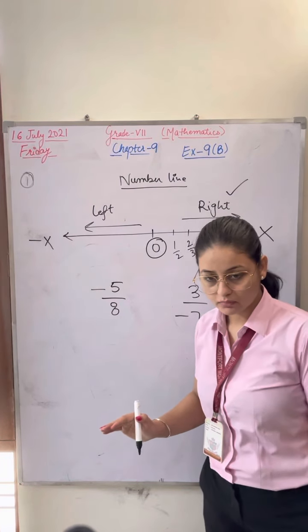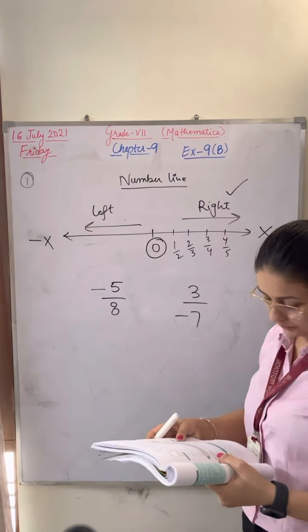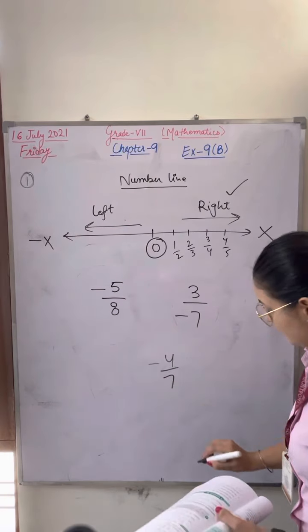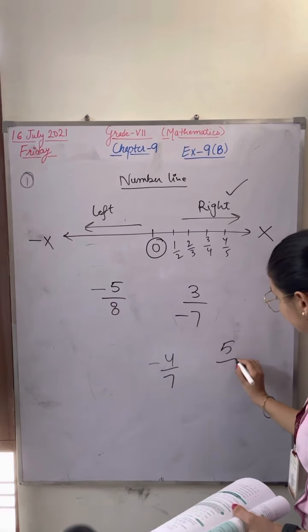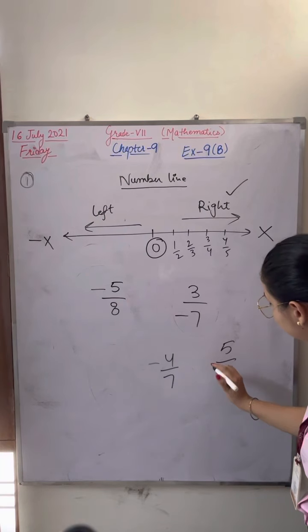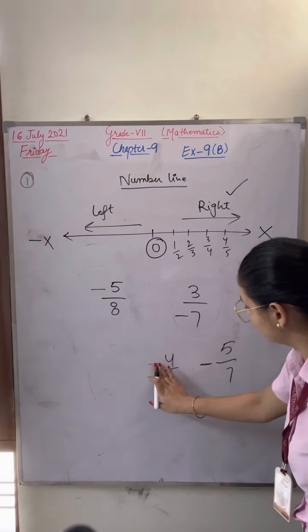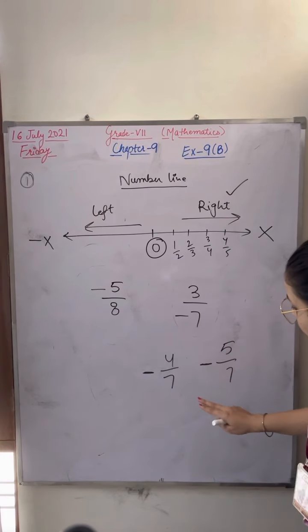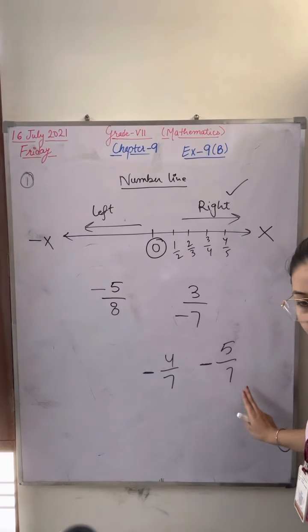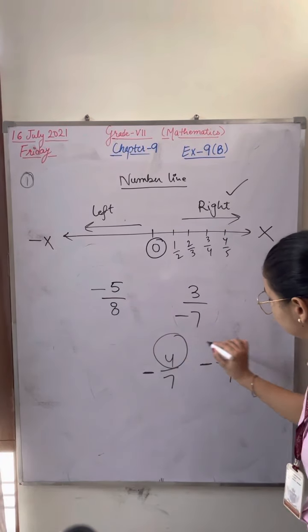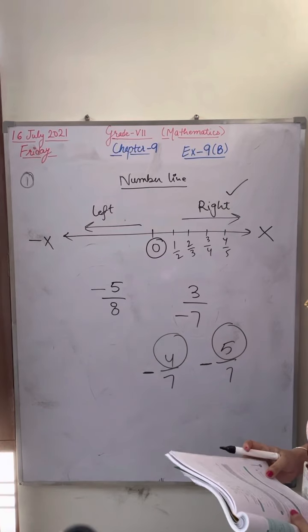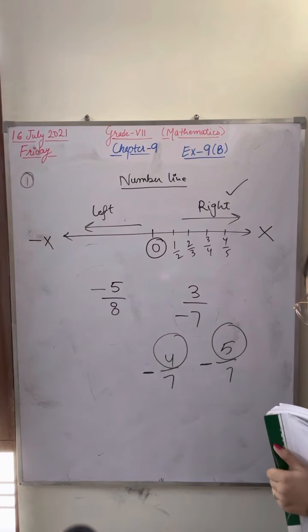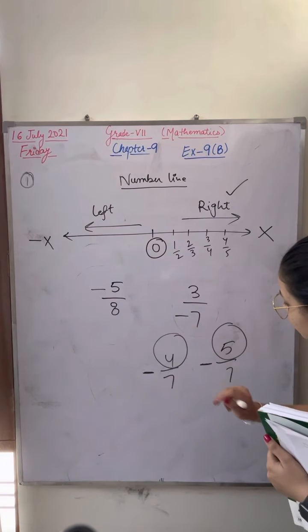Alright, now the fifth part is -4 upon 7 and this is 5 upon -7. The -7 means the minus will be the common minus for both. Now, if both the denominators are the same, you just have to check the numerator. Now please tell me which value is bigger. Which value is bigger? 4 upon 7 or 5 upon 7?